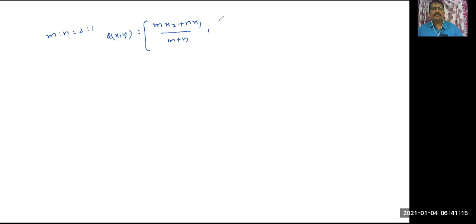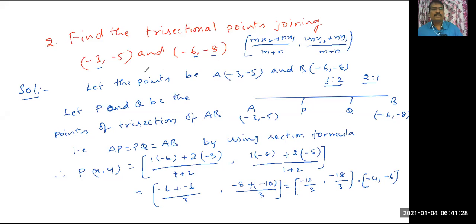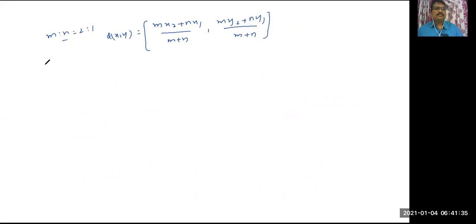ఇది నోటికి రావాలి, m y2 plus n y1 by m plus n. Here m is to n is equal to 2:1. So a is (-3, -5), and b is (-6, -8).